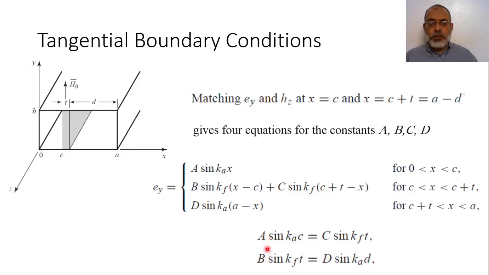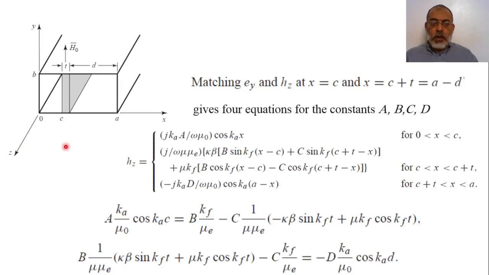So we have already obtained two equations from applying the boundary condition that the tangential electric field at the air equals the tangential electric field at the ferrite. In a similar way, we are going to match the tangential magnetic field at the air to the tangential magnetic field at the ferrite at the interface. The tangential magnetic field in this case is Hz.